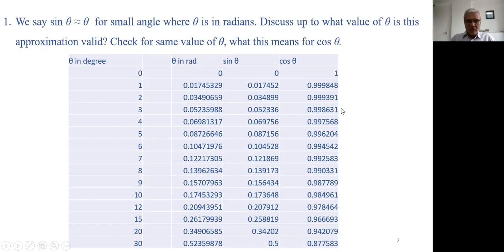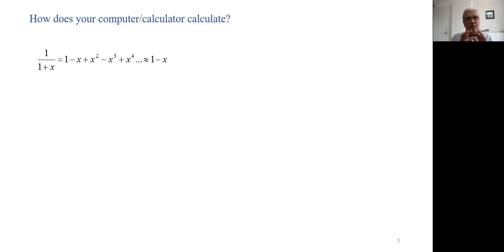And for none of these values, not even for 1 degree, is cos theta 0; it is definitely less than 1. Now, in that case, are we justified in saying that sine theta can be taken as theta? Let's see how our computer or calculator evaluates the value of these functions.